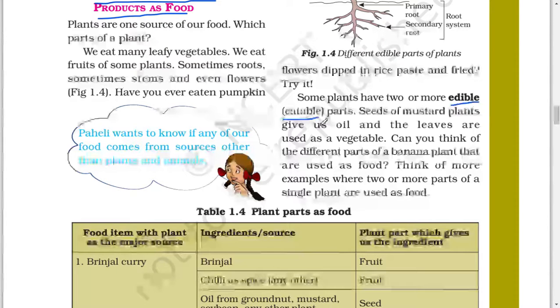Some plants have two or more edible parts. Seeds of the mustard plant give us oil and their leaves are used as a vegetable. Can you think of the different parts of a banana plant that are used as food? Think of more examples where two or more parts of a single plant are used as food.